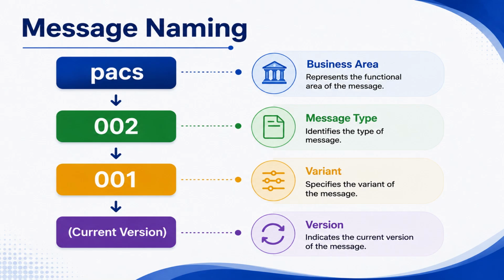Message naming. Let's decode the name pacs.002.001. Pacs represents the business area. 002 identifies the message type. The next number represents the message variant. The last number indicates the current version. Understanding this naming convention makes ISO 20022 messages much easier to identify.